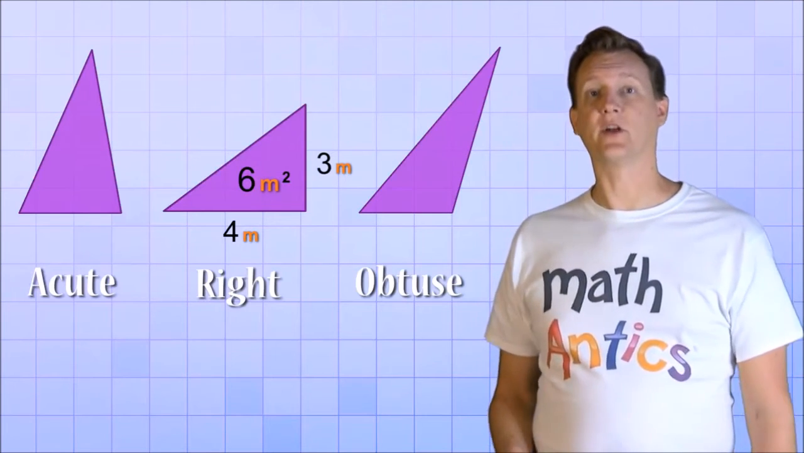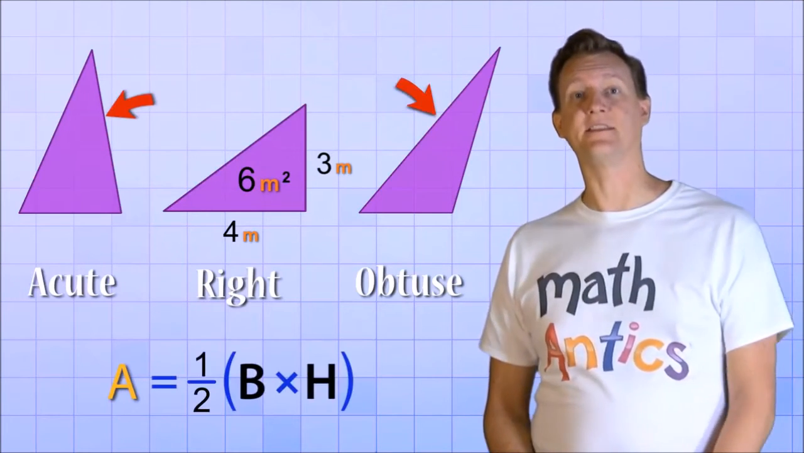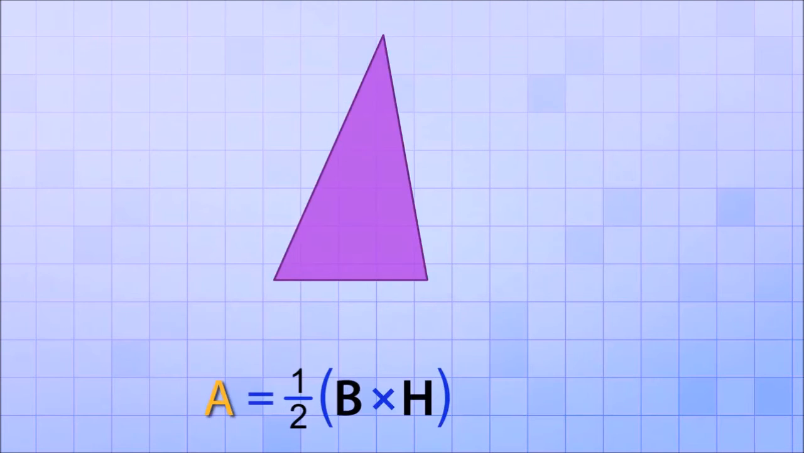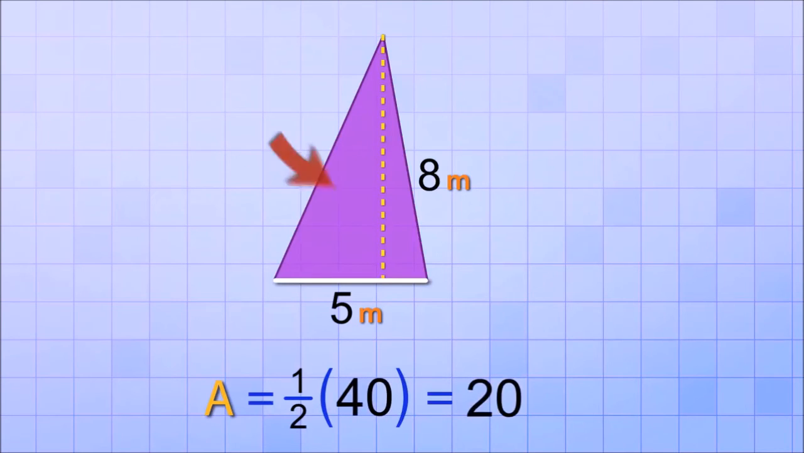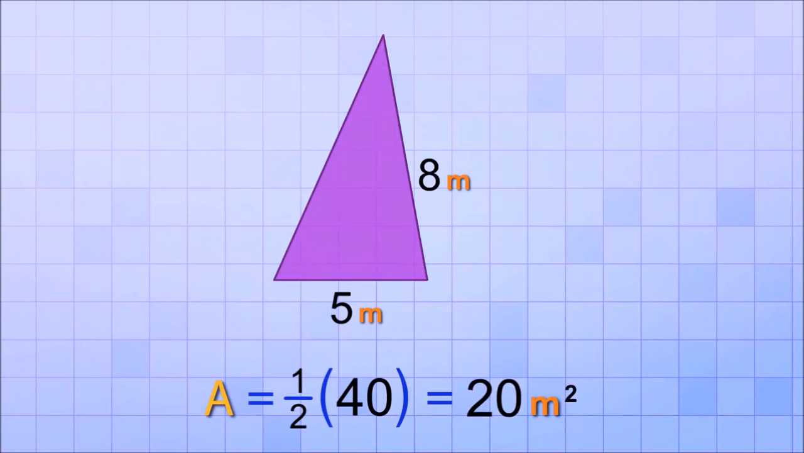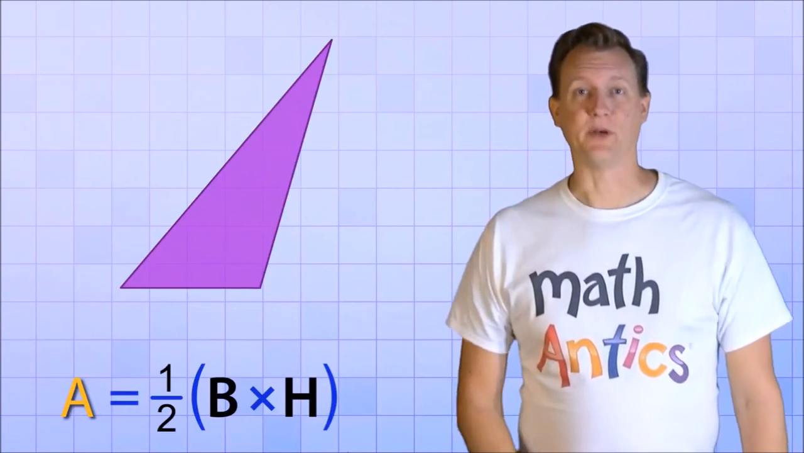So let's practice using our new formula to calculate the area of these last 2 triangles. Our diagram shows that the base of this acute triangle is 5 meters and its height is 8 meters. So we plug those values into our formula for area and we get area equals 1/2 of 5 times 8. 5 times 8 is 40 and 1/2 of 40 is 20. So the area of this triangle is 20 meters squared. Don't forget that the units of measurement for area will always be square units. Okay, that was pretty simple.